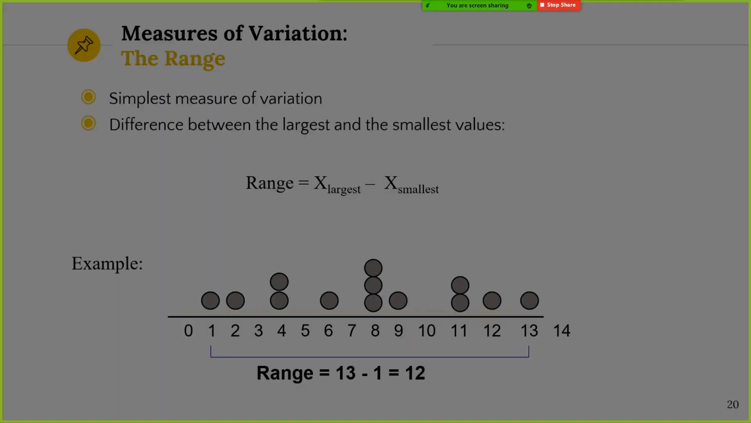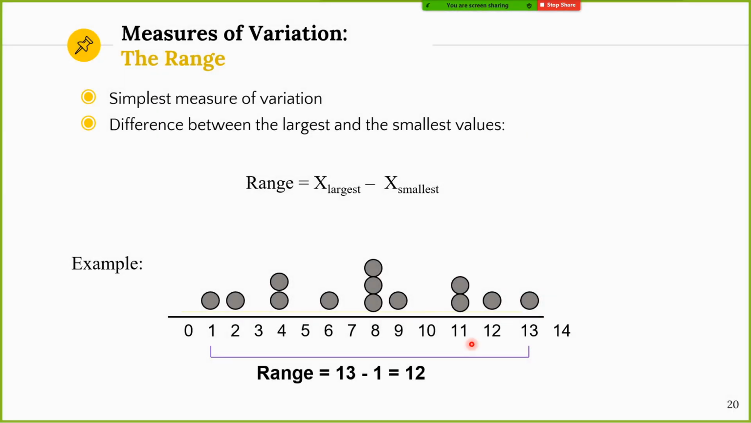Okay, so let's continue. The range is from the largest to the smallest. So range is the difference between the largest and the smallest value. You can see the formula here: range is the largest minus the smallest one. So it's quite simple. This is your range. It's easy, right?